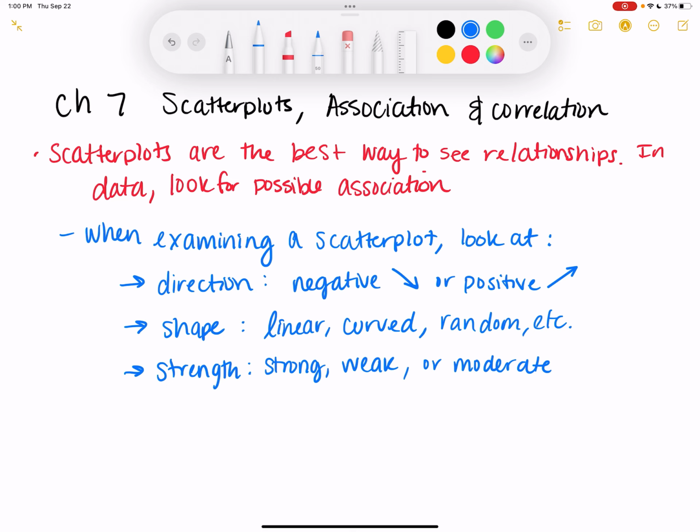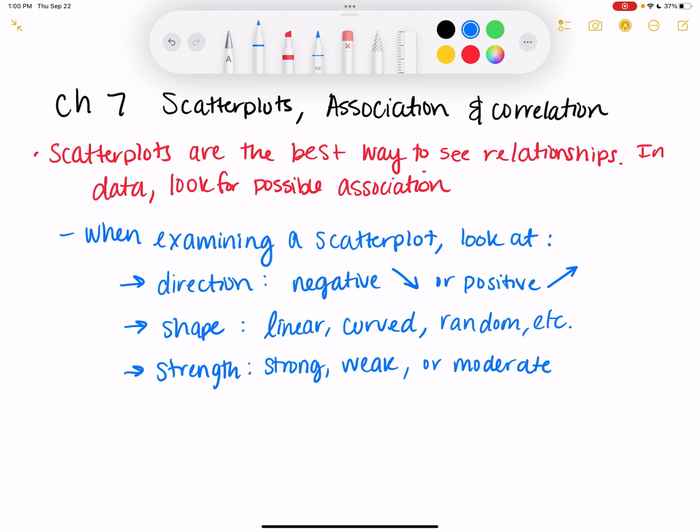We want to look at the shape of it. So when we're talking about shape, we're talking about, is it linear? Is it curved? Is it random, just all over the place, etc.? So we just want to describe it the best that we can from that.